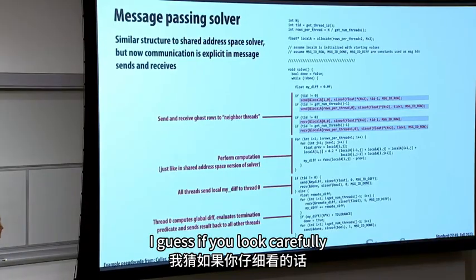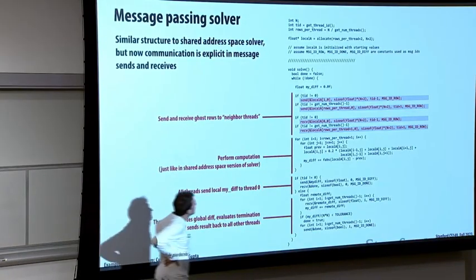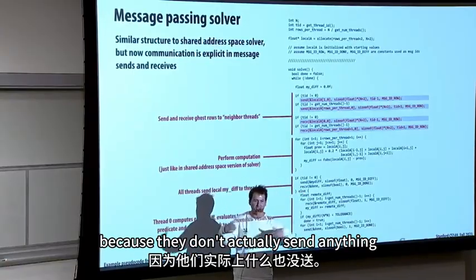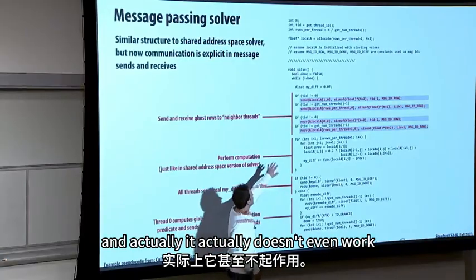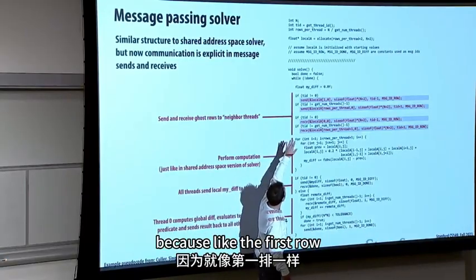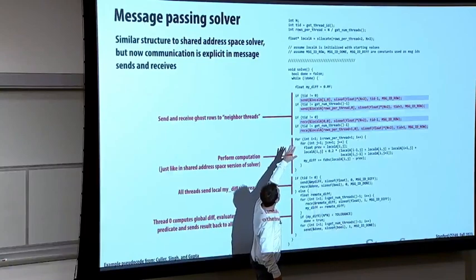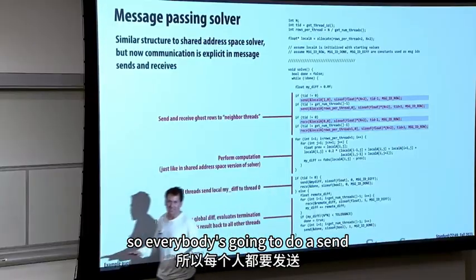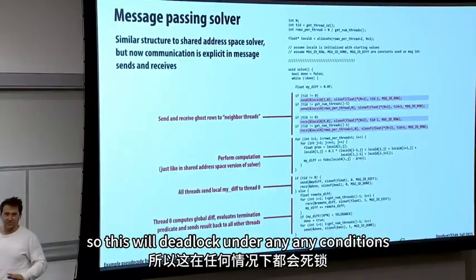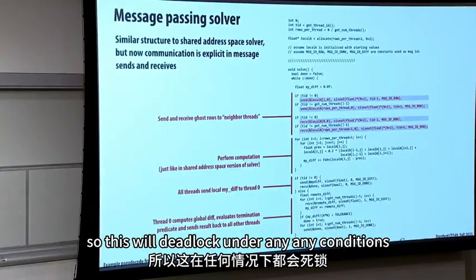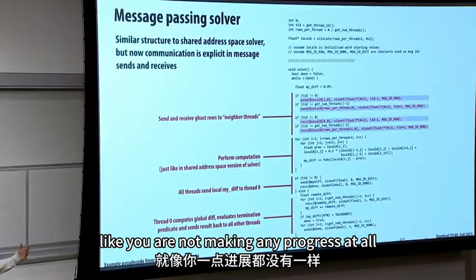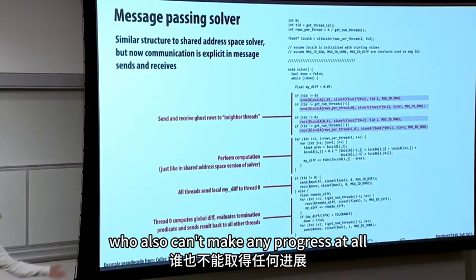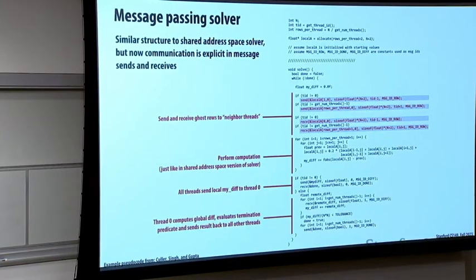I guess if you look carefully, some people sometimes say, well, the first row doesn't actually send anything, won't it work? And it actually doesn't work, because the first row, if it doesn't send back, it sends forward. So everybody is going to do a send before they post their first receive. So this will deadlock under any conditions. There's a form of deadlock, right? You are not making any progress at all because you're waiting on someone else who also can't make any progress at all.